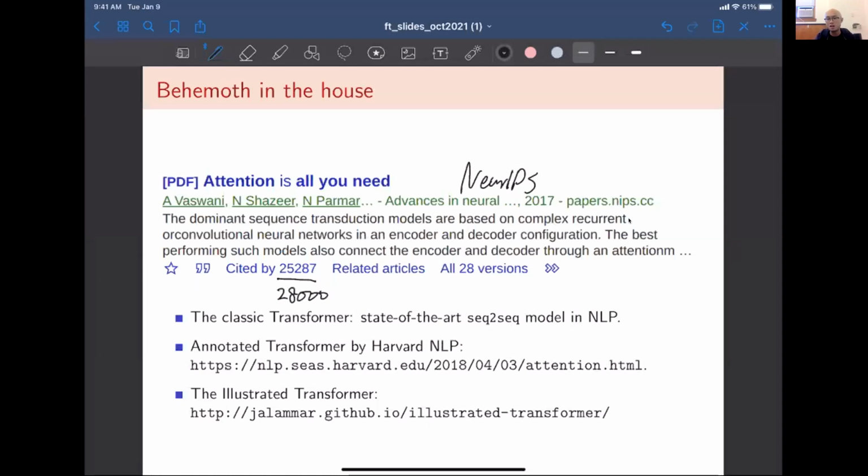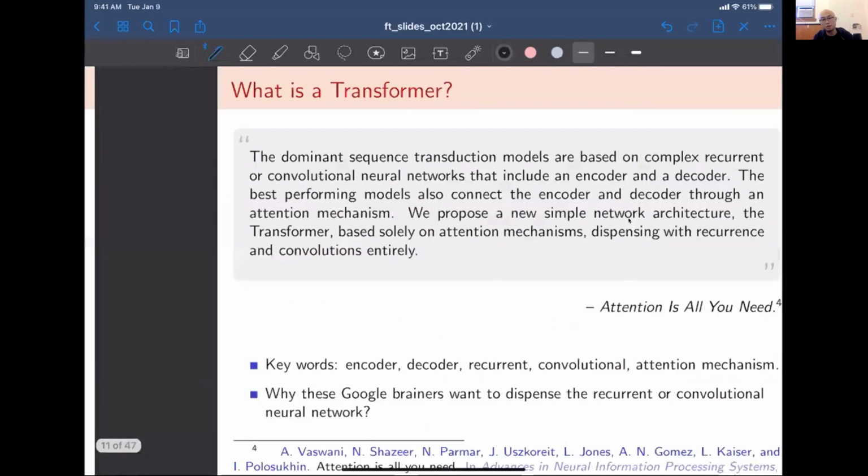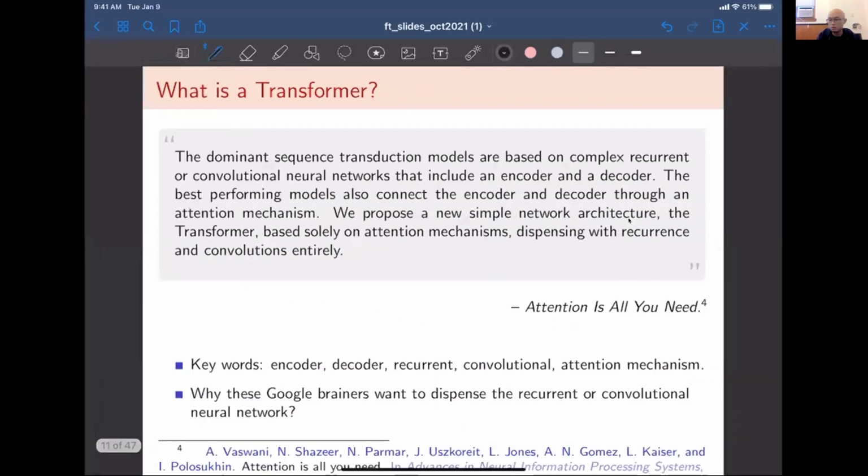No one uses RNN anymore, except for testing or comparison purposes. So let me just spend a few minutes briefly introducing what a transformer is. And this figure I copied from the Attention Is All You Need paper.